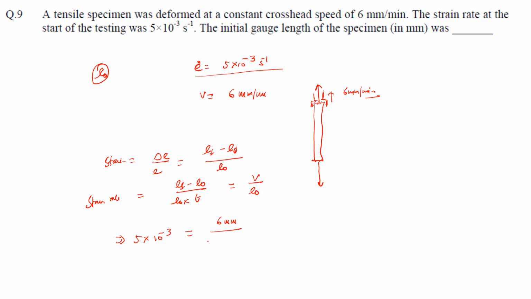So let us change this minute into seconds. So 1 minute has 60 seconds, right? And L naught, let it be L naught. After this calculation, we will get L naught in mm only. Next, L naught is equal to 1 by 10 into 5 into 10 power minus 3. That means 1 by 5 into 10 power minus 2. That is 100 by 5. It means it is 20 mm. Right? So this is your answer.